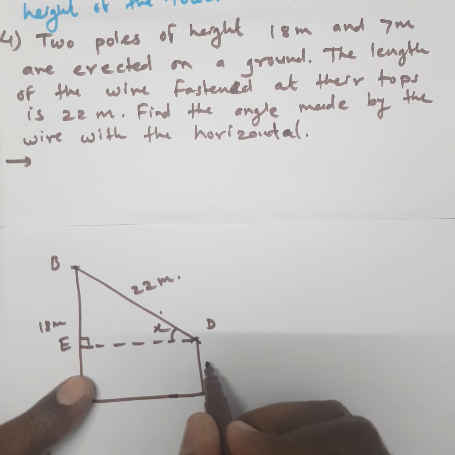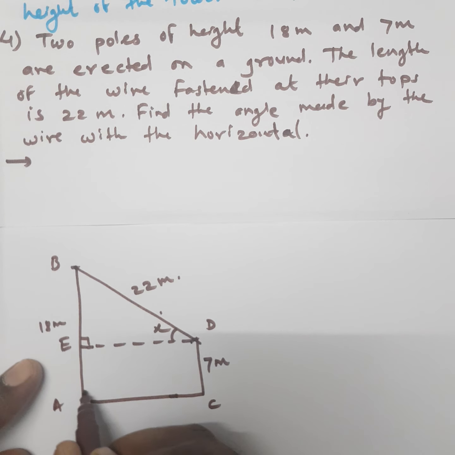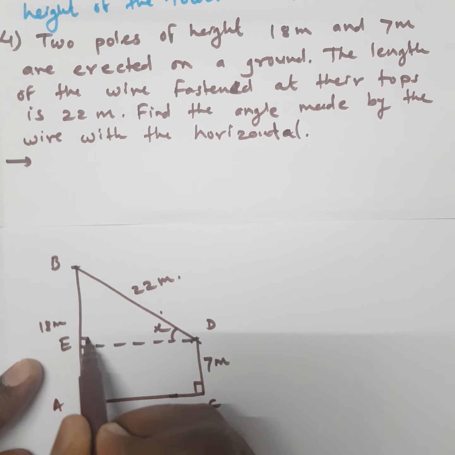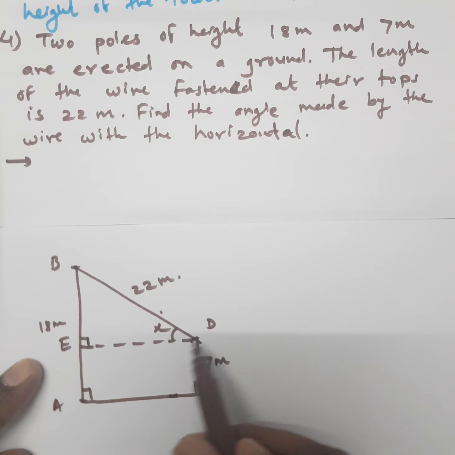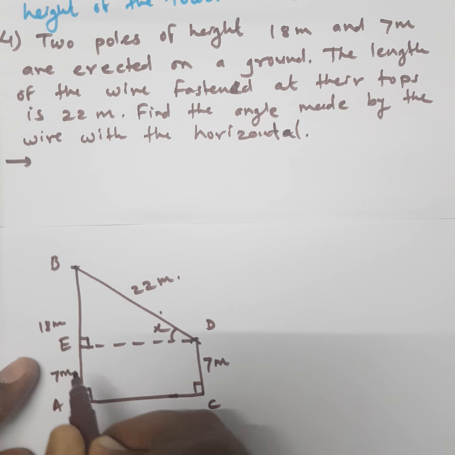The second pole is of height 7 meter, which means the two poles must be perpendicular on the ground. Therefore, angle A is equal to angle C is equal to 90 degree. Angle E is also 90 degree. Therefore, quadrilateral ACDE will be a rectangle. The opposite sides of the rectangle are congruent. Therefore, DC is equal to AE. Therefore, AE will be 7 meter.